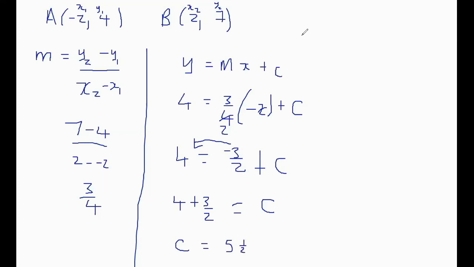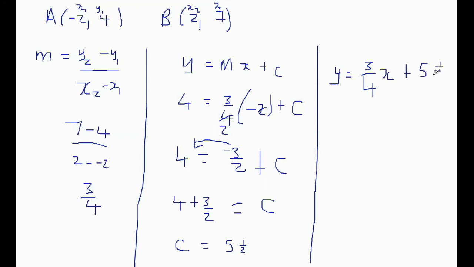Now we're going to substitute into the equation. So the equation of the line is y equal the gradient, which is 3 over 4, x, and the y-intercept is 5.5. And this is the equation of the line.